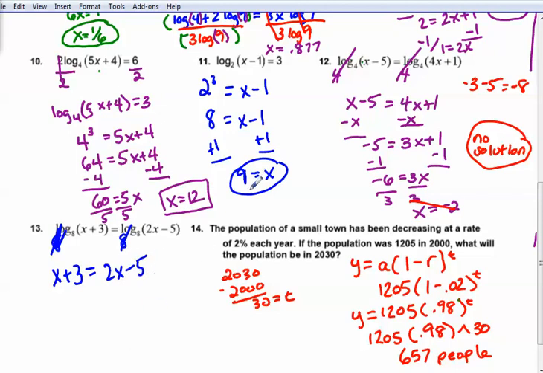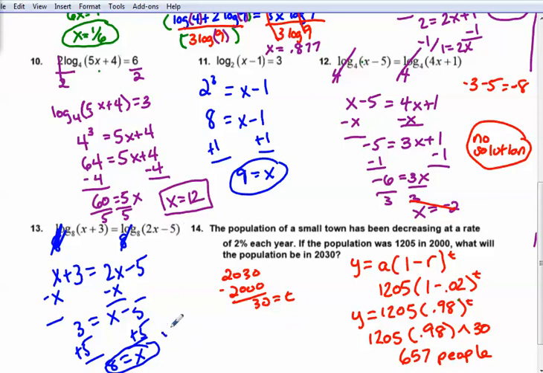Oh, and I forgot to check my answer in the last problem. If I plug 9 back in up here, I get 9 minus 1, which is 8, and that's positive, so that answer was okay. All right, so back over here again, subtracting x from both sides. I have 3 equals x minus 5, and then add the 5, and I have 8 equals x. All right, so plugging that back in here, this is positive and this is positive, so this answer is good too.